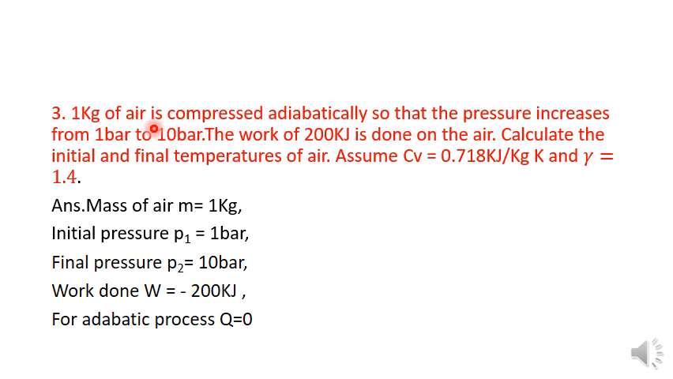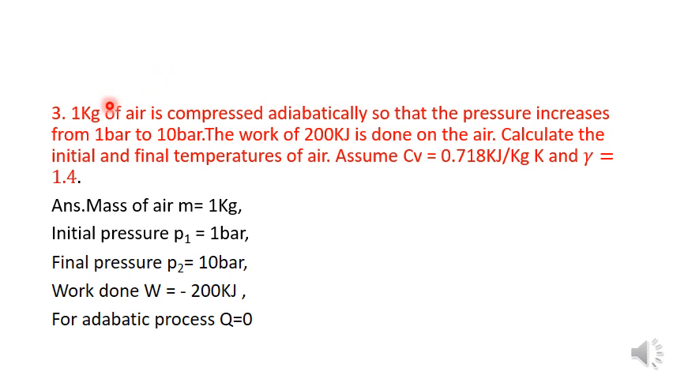1 kg of air is compressed adiabatically so that the pressure increases from 1 bar to 10 bar. The work of 200 kilojoules is done on the air. Calculate the initial and the final temperatures of air, assuming Cv value 0.718 kilojoule per kg Kelvin and gamma 1.4.